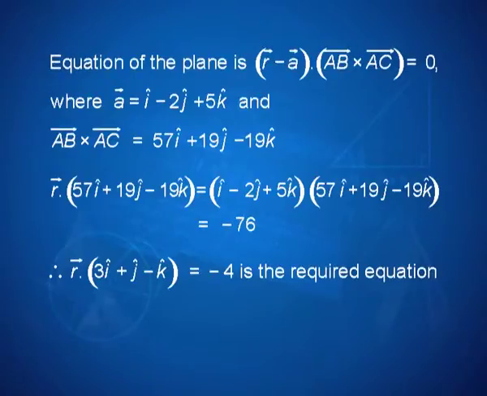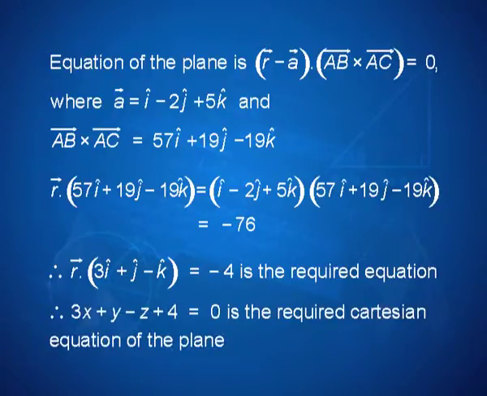To rewrite this in the Cartesian form, all you have to do is replace vector r with x i cap plus y j cap plus z k cap, and the dot product will give me 3x plus y minus z equal to negative 4, which I can rewrite and simplify as 3x plus y minus z plus 4 equal to 0, and that is the required Cartesian equation of the plane.